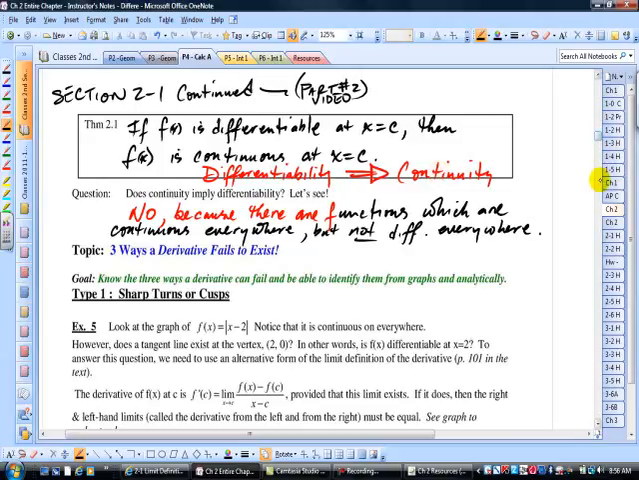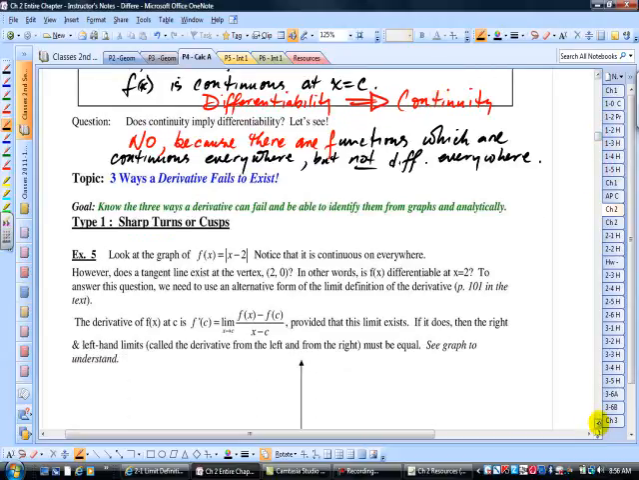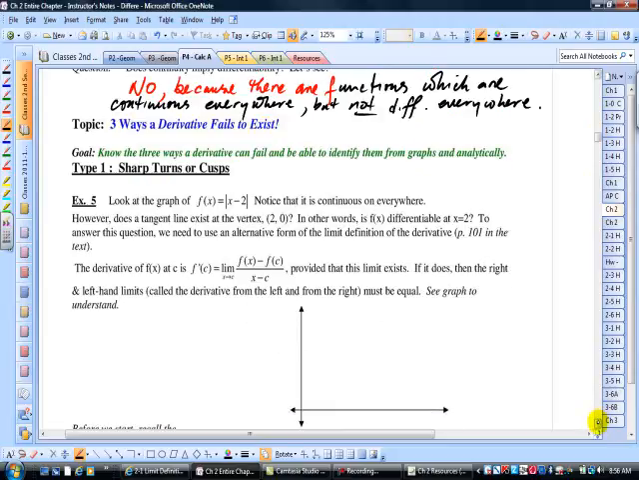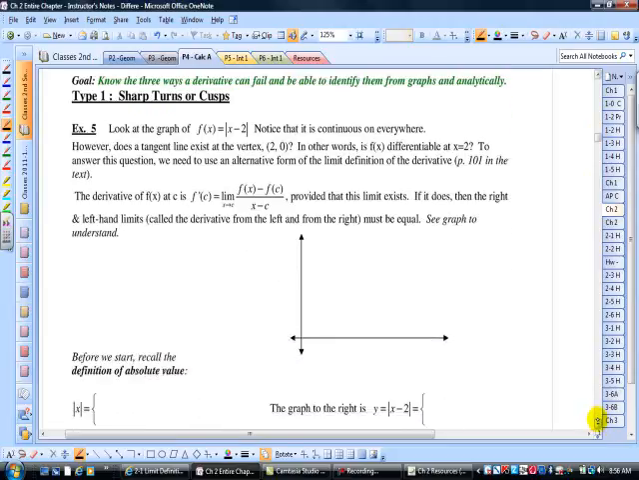So let's get into a little discussion here on the different ways a derivative fails to exist, and go through the different types and explain each one. The first case where a function may not be differentiable is a sharp turn, or a cusp, or what we say at a vertex. So let's take a look at a function which has a vertex, like the absolute value function.